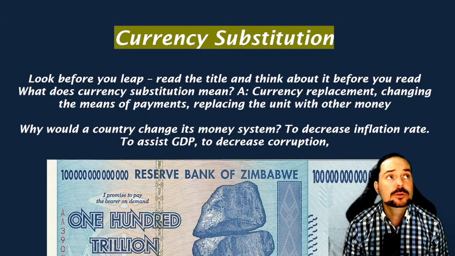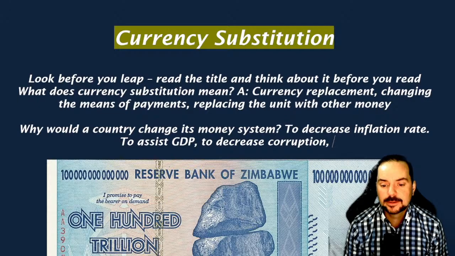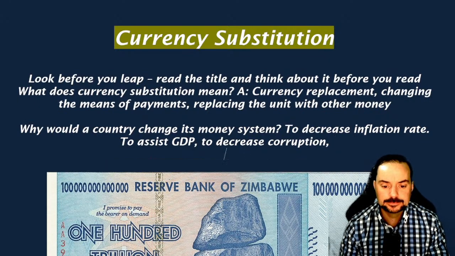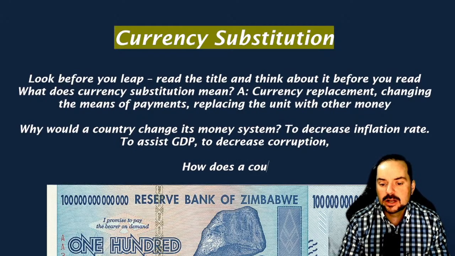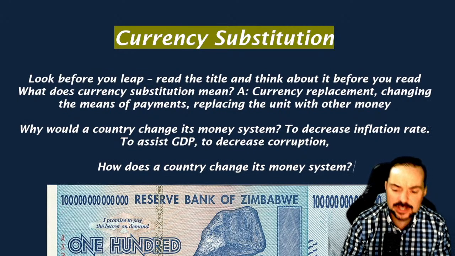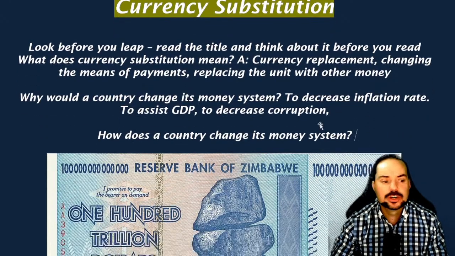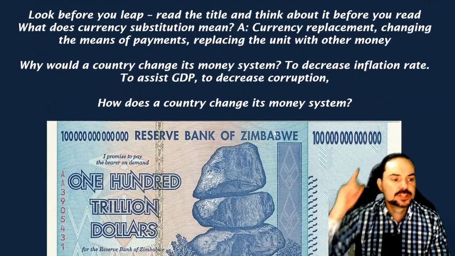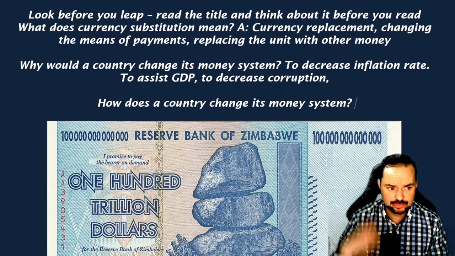Okay, so good. The most important point is you're thinking about it. You're thinking about why a country changes its money. How? How does a country change its money system? How does it do it? Looking at this picture here, like this ridiculous number that's just right there, $100 trillion.